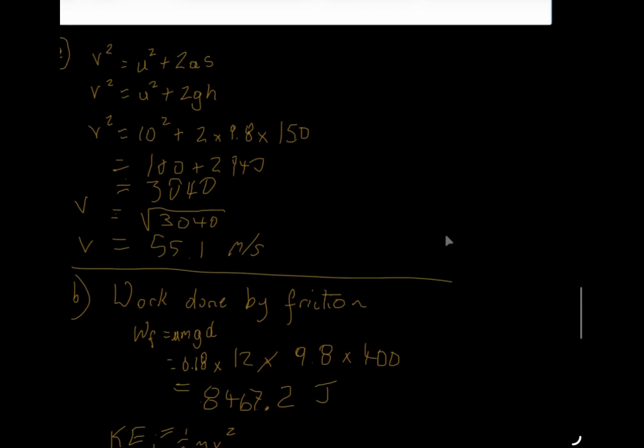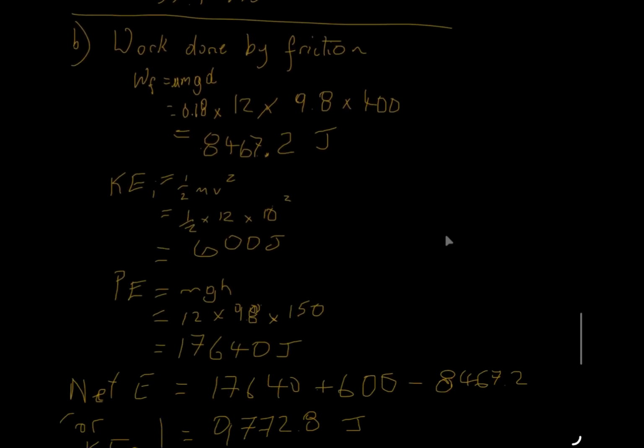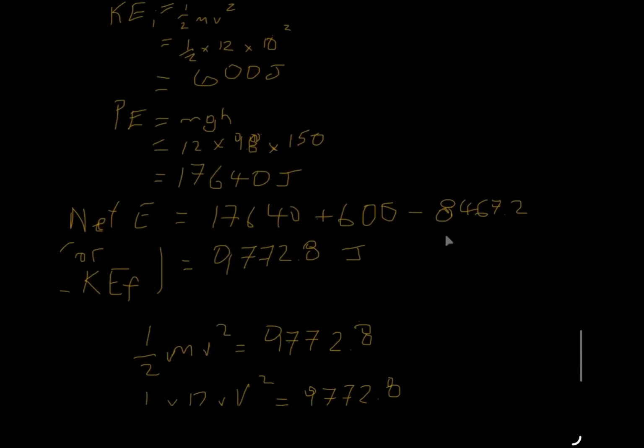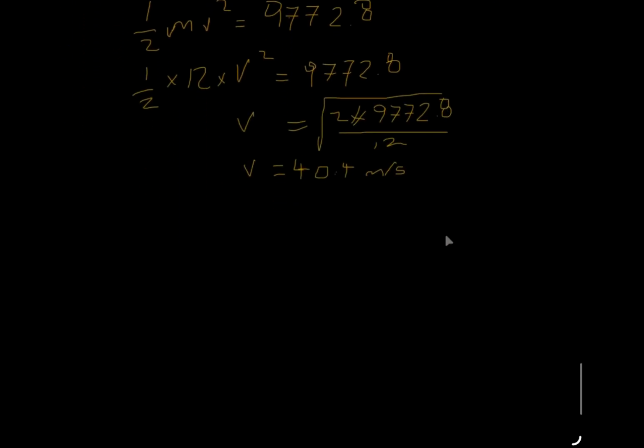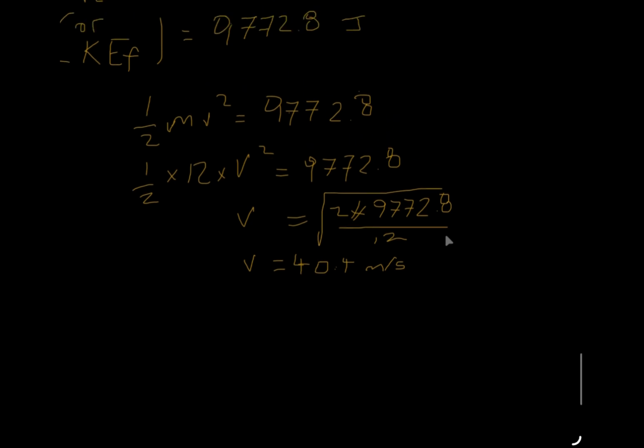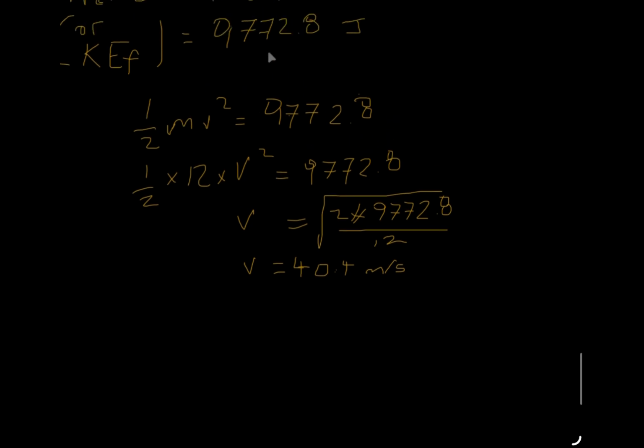But our question is to find the final speed, or final velocity. So then we've got to set this equal to half mv squared. So half mv squared is equal to the 9,772.8 joules here. And then we're trying to solve for v. We know m was 12 and a half of that is 6, so 6v squared would be equal to 9,772.8. So we divide by 6 and then take the square root.